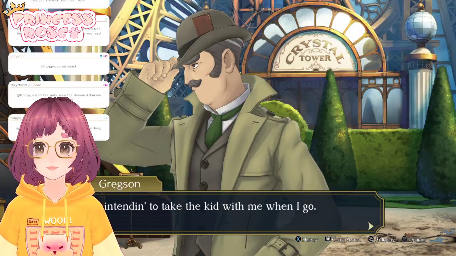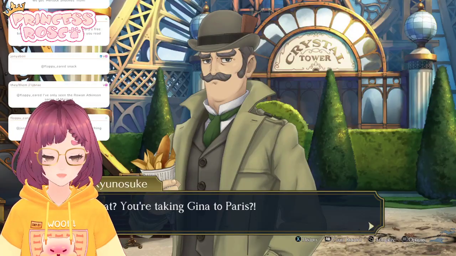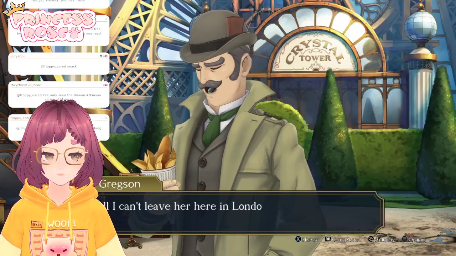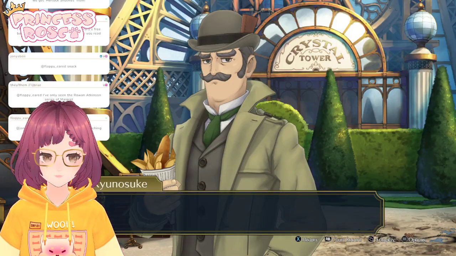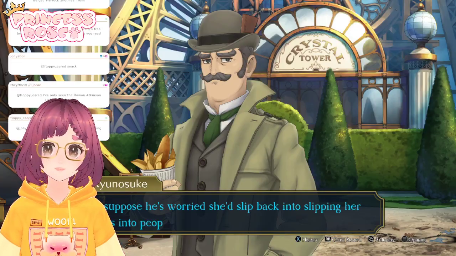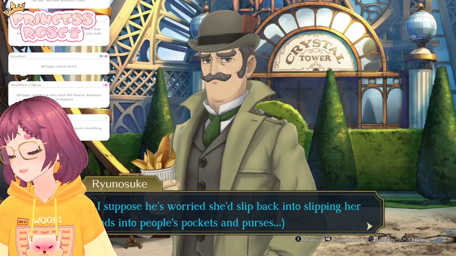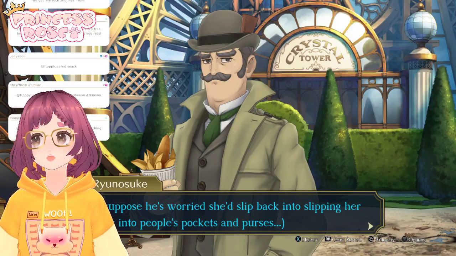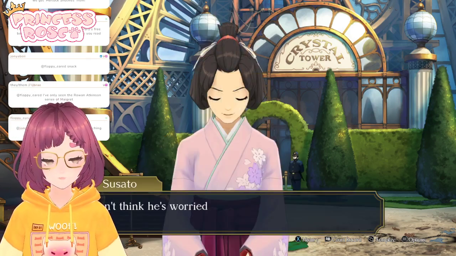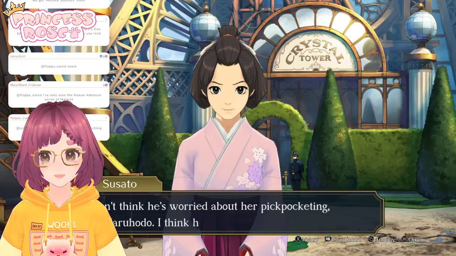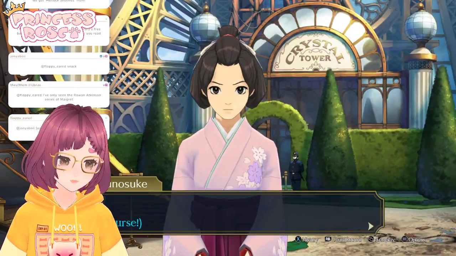I'm intending to take the kid with me when I go. What? You're taking Gina to Paris? Well, I can't leave her here in London. Who knows what'd become of her. Suppose he's worried she'd slip back into slipping her hands into people's pockets and purses. I don't think he's worried about her pickpocketing, Mr. Naruhodo. I think he's worried about the Reaper. Oh! Of course.